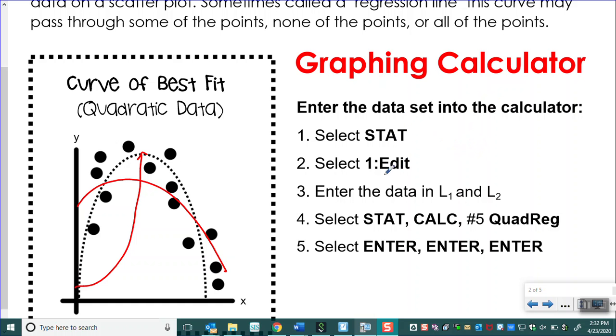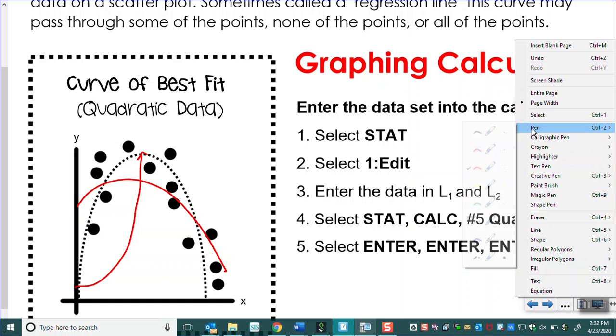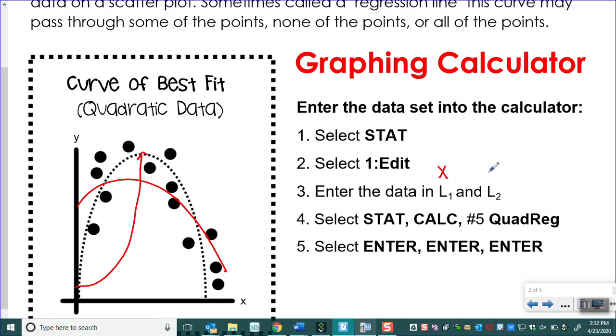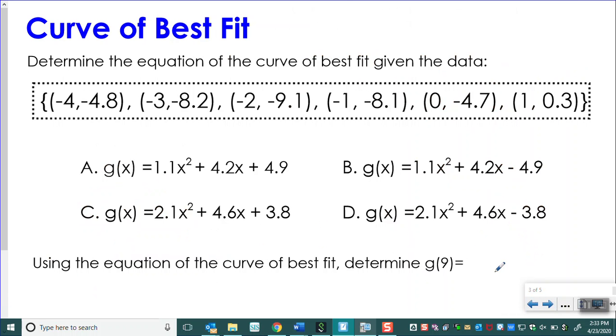We go to Stat and then we edit the list. We put our data in. L1 is going to be our independent or our X value. L2 is going to be our Y values. And then we still go back to Stat and then calculate. In the past, we'd done number 4, the linreg. But now we're going to take option 5, the quadreg, when it's a quadratic regression. And then we hit enter all the way through until we get to the answer that we need. So we're going to take a look at an example of this and see what this looks like.